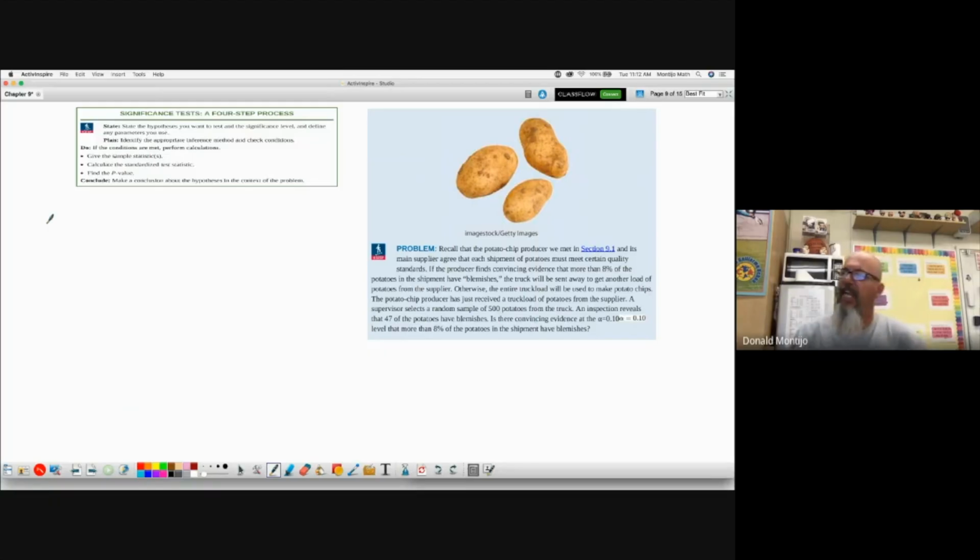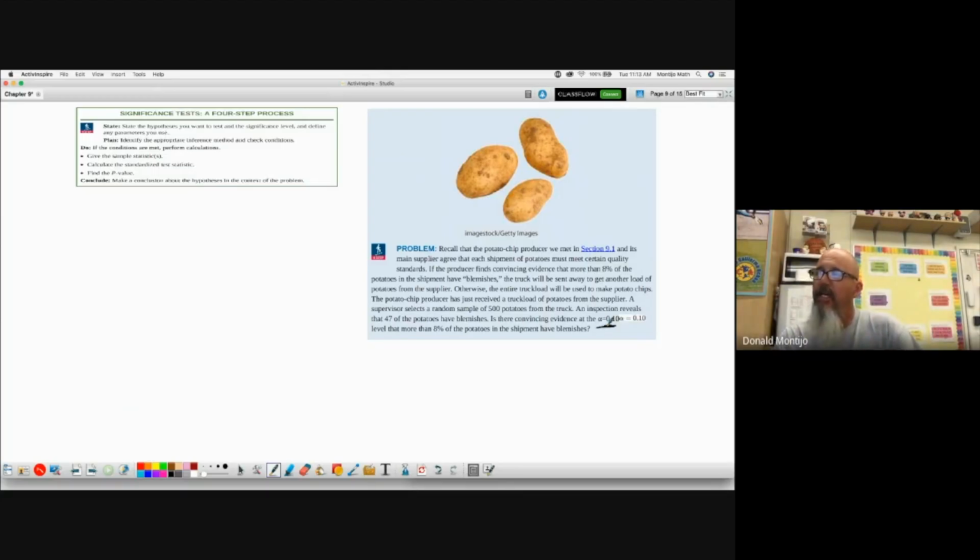Is there convincing evidence at the alpha equals 0.1 level that more than 8% of the potatoes have blemishes? Okay. Now notice they've changed the alpha level. If they don't tell us, we use 5%. But here, they're very clear. They want us to test it at the 10% level. That means that the p-value must be less than 10% for us to reject the null and ship the potatoes back.